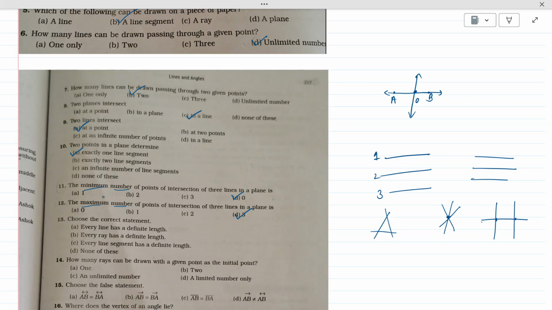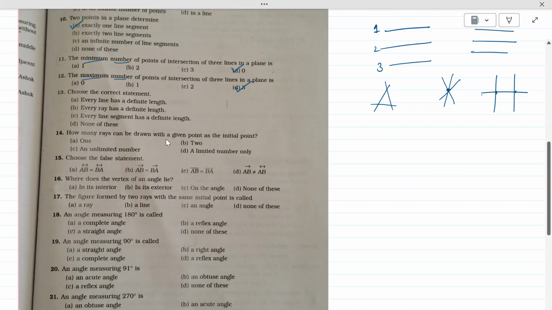Next is, choose the correct statement. We have to find the correct statement. First is, every line has a definite length. This is false. Every ray has a definite length. Again, it is false. Every line segment has a definite length, which is true.